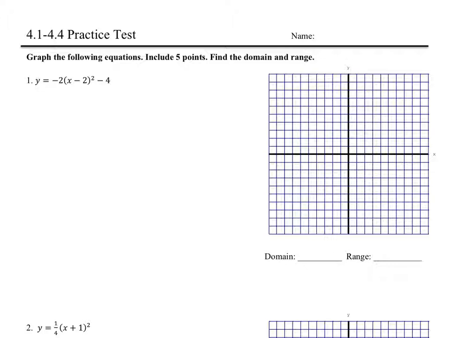Well, the first thing I notice about this equation, this parabola, quadratic equation, is my vertex would be (2, -4). The reason I know this is because this is opposite, so this moves it right 2, this moves it down 4.